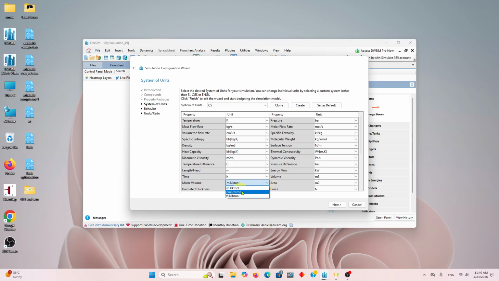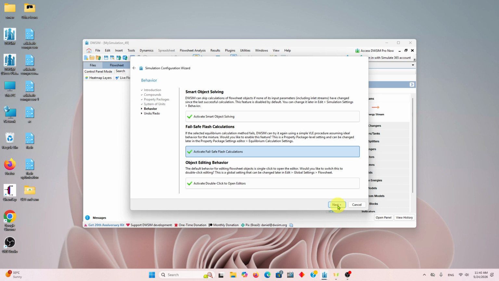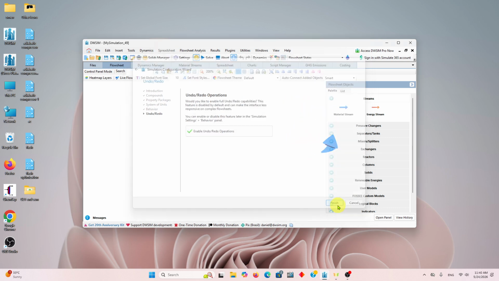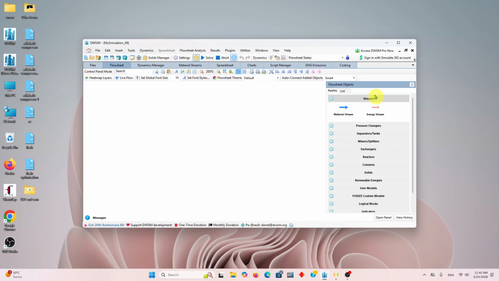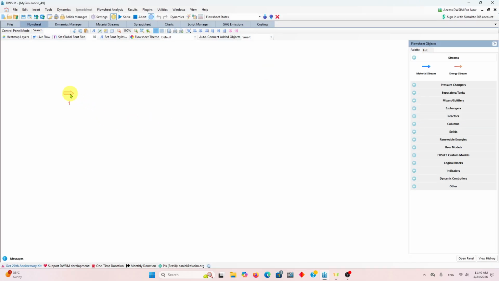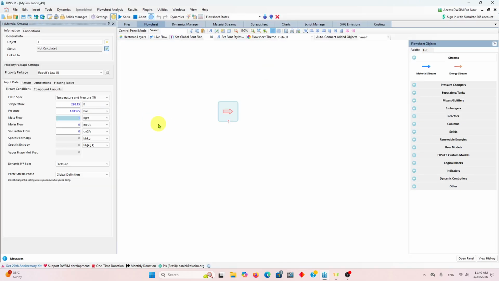Molar volume, anyway, is not supplied. You don't need to worry about this, we will calculate it. Okay, next, let us set the simulation ready. And here, what you have to drag: let us drag one material stream, in which the material is flowing. Okay, a material stream that is flowing.